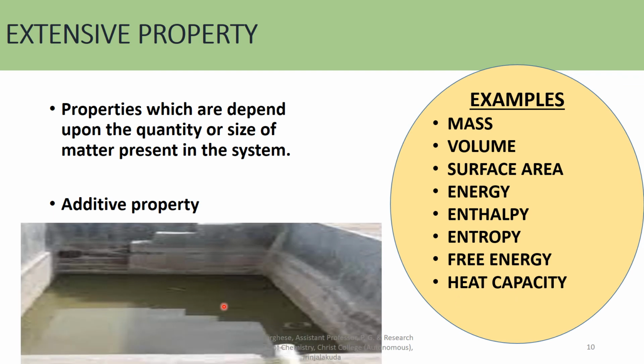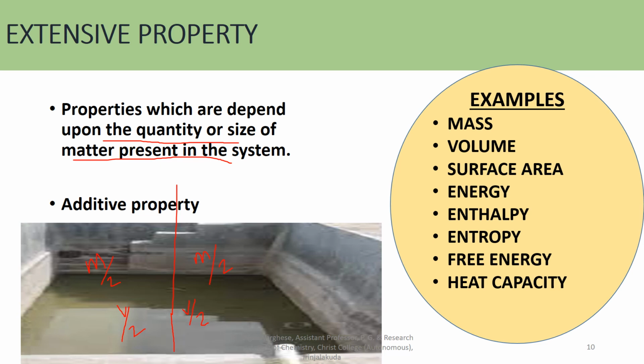We are considering a water system in an open tank. We know an extensive property depends upon the size or quantity of the matter present in it. If we divide it into two equal parts, the mass of the system changes to m by 2. Here also it changes to m by 2. In two equal halves, the volume changes from V to V by 2, and here also V by 2. That means it depends upon the quantity or the size of the matter present in the system.